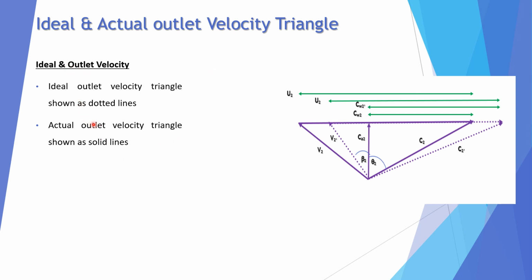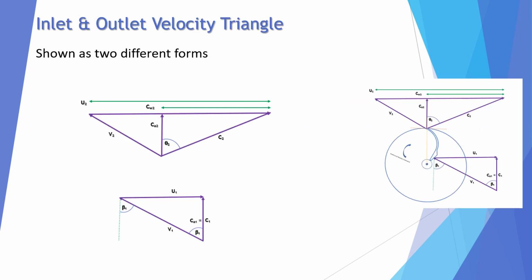Ideal and actual outlet velocity. So ideal is shown as dotted and actual is shown as solid. So this is ideal and this is actual. Because of the slip, the CW2 component is lesser than CW2 dash, and that is why head rise is lowered. Inlet and outlet velocity triangles can be shown in different forms, you can also draw this without images. This is the inlet velocity triangle and this is the outlet velocity triangle.